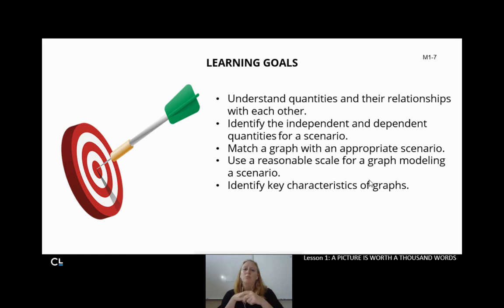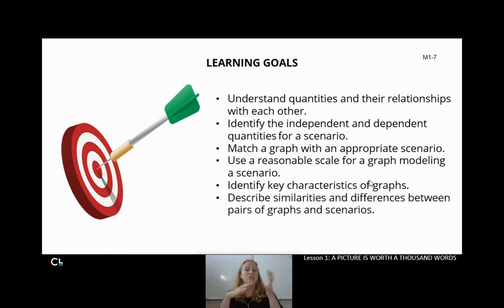We're going to focus a little more today on identifying key characteristics of our graphs and describing similarities and differences between these graphs and their scenarios. What makes them the same? What makes them different?